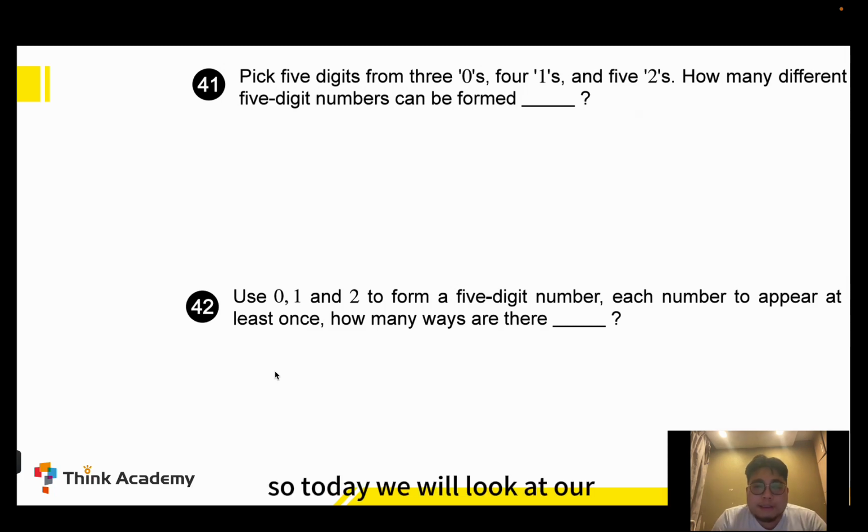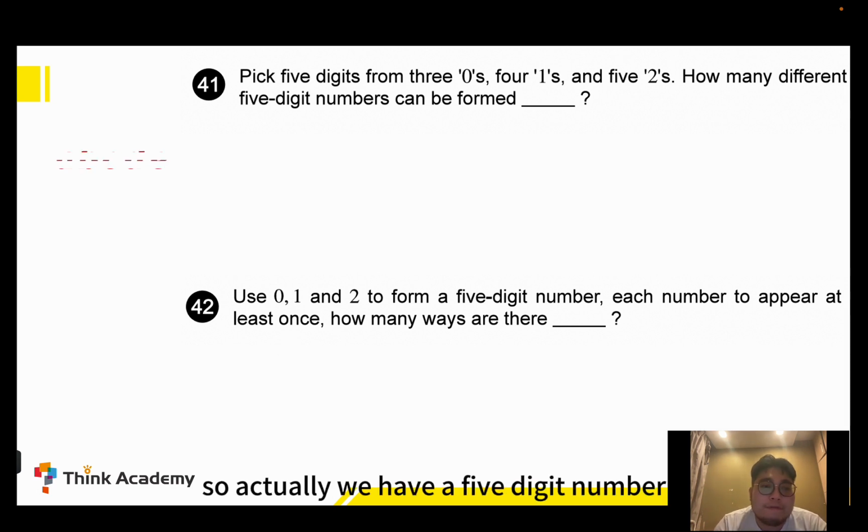Hello everyone, so today we will look at our question 41 and 42. Why I put them here is because 41 and 42 are very similar. So firstly, let's look at 41. We pick 5 digits from 3 zeros, 4 ones and 5 twos.